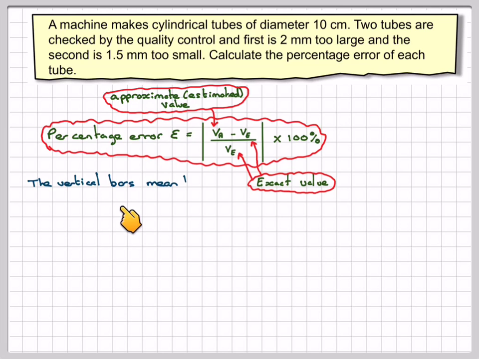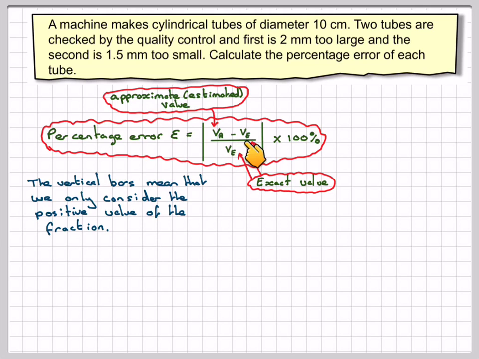The vertical bars mean we only need to consider the positive value, because sometimes when we do this calculation here, it will be negative, but we just make it positive. And we times it by 100 to make it a percentage.